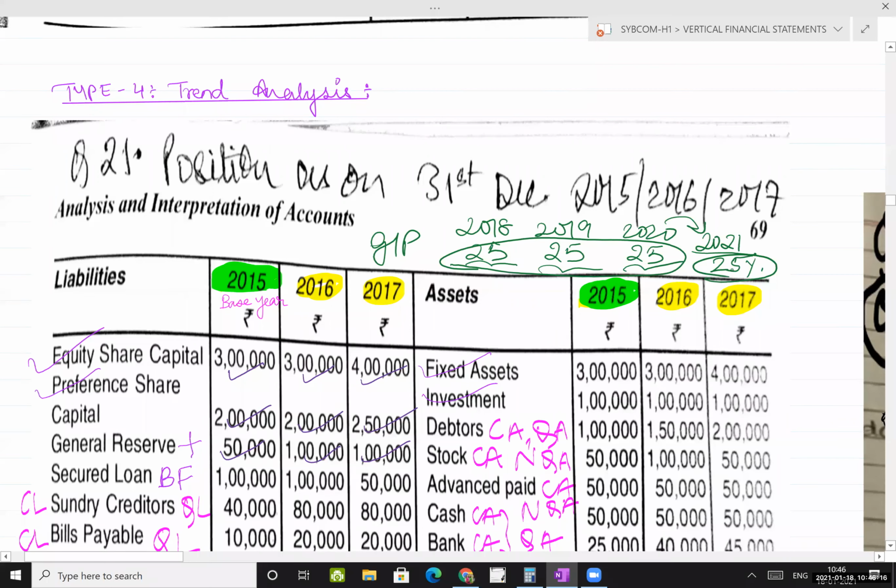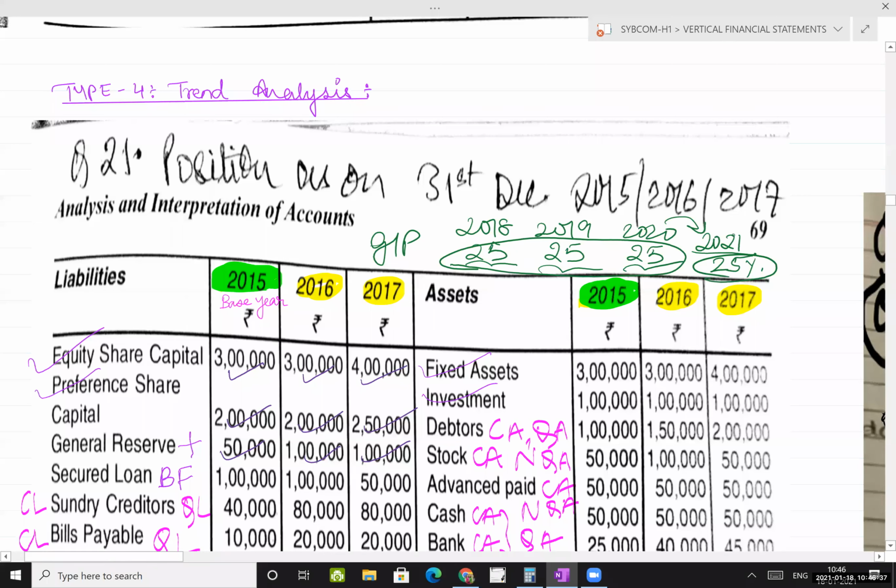Okay, I get a clear preview of how much gross profit I can earn going ahead, because according to the records of my last 3 years, the GP percentage is 25%. So obviously I estimate that for the coming year, that is 2021 also, my GP percentage will be 25%.